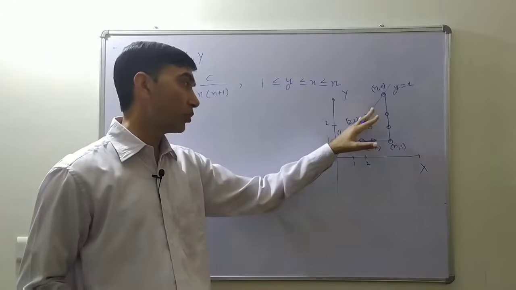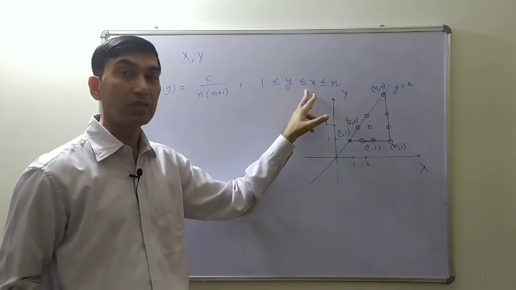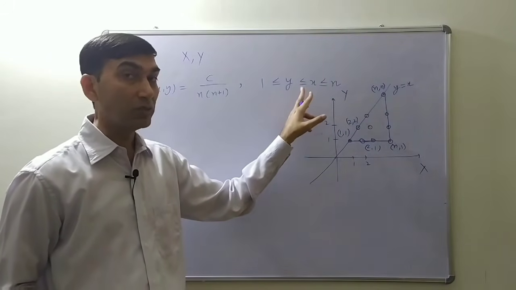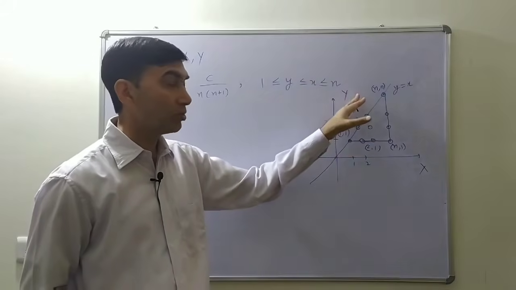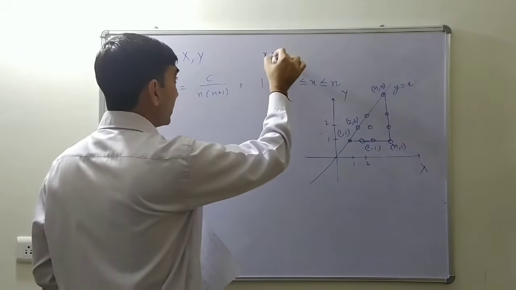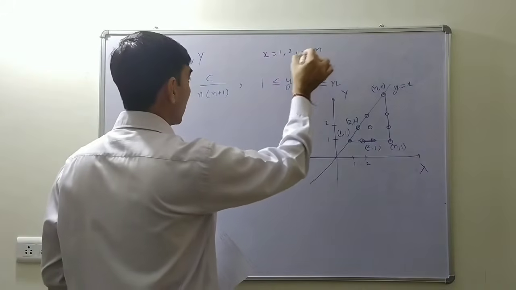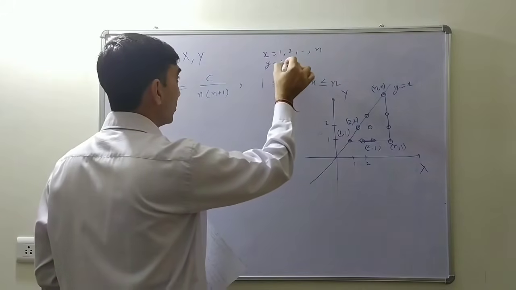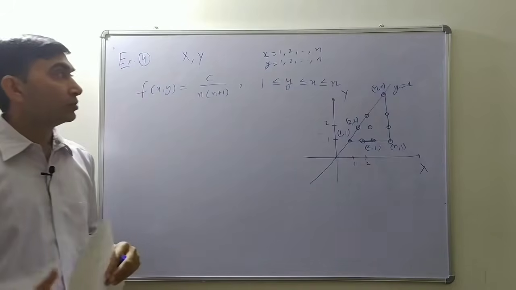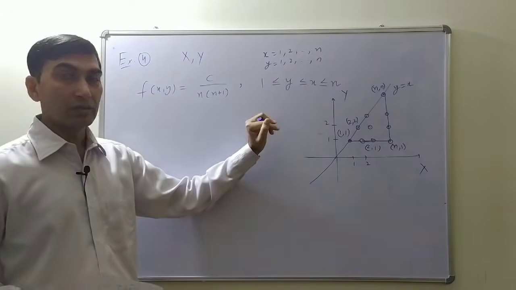Why have we not taken points above this line? Because it is given that y is less than or equal to x. Y cannot be greater than x. For the points above it, if you think directly, you may be thinking that x is varying from 1 to 3 and so on. Y is also varying from 1 to 3 and so on, 1 to n, 1 to n.